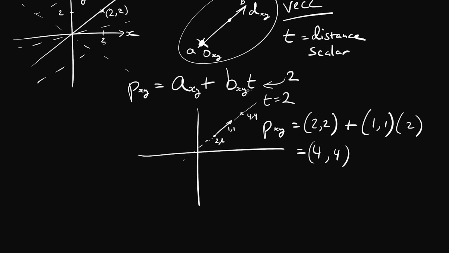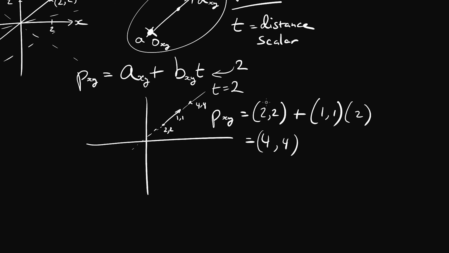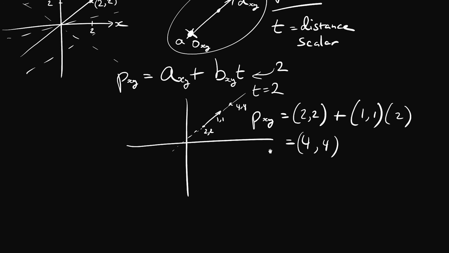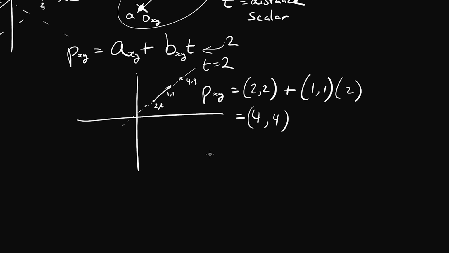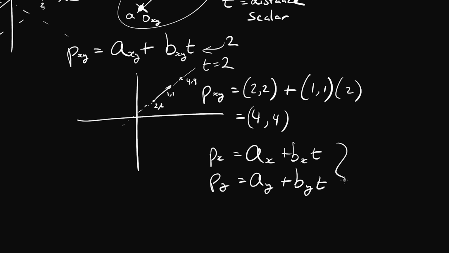So because this line equation in vector form can be a little bit awkward to solve if the values aren't identical in x and y, we can actually split this up by dimension or by component. So in other words, px will actually be ax plus bxt, and then py, so the y coordinate, will be ay plus byt, right?